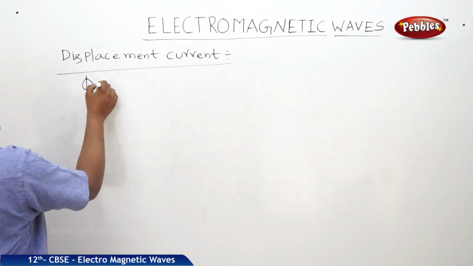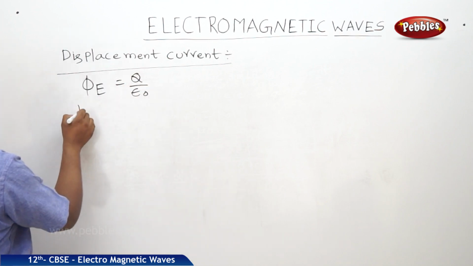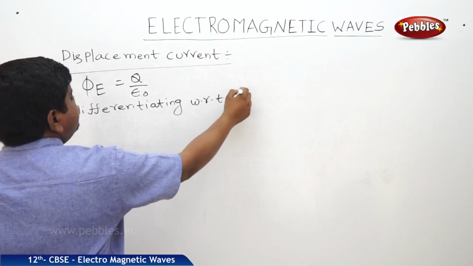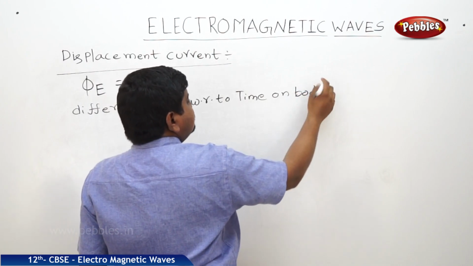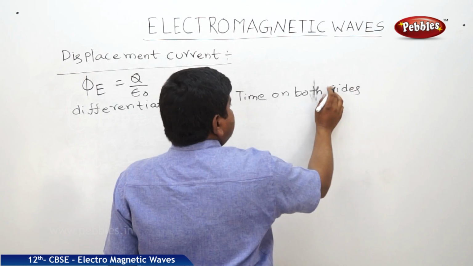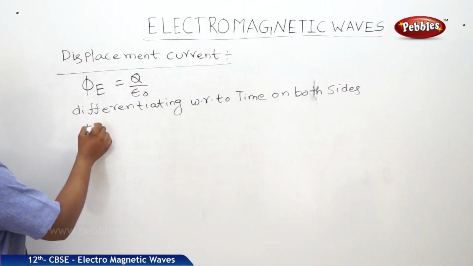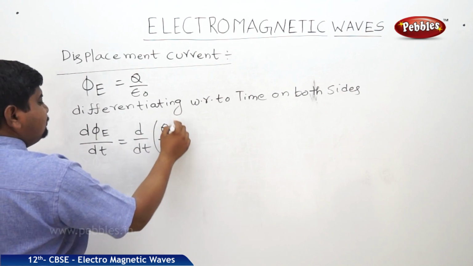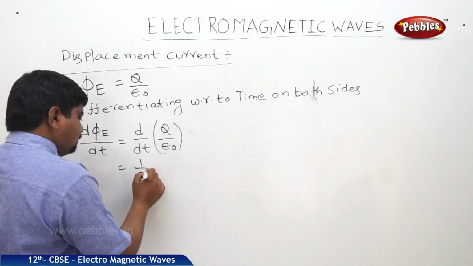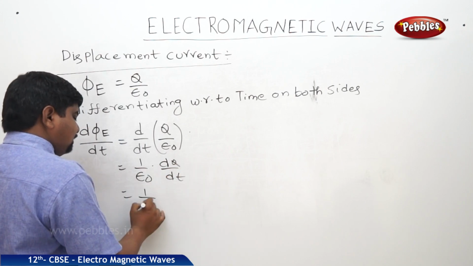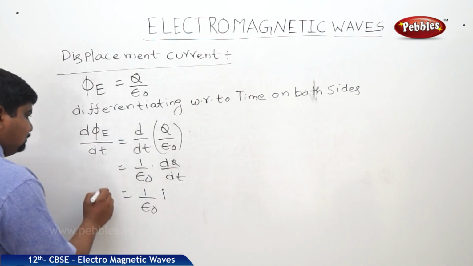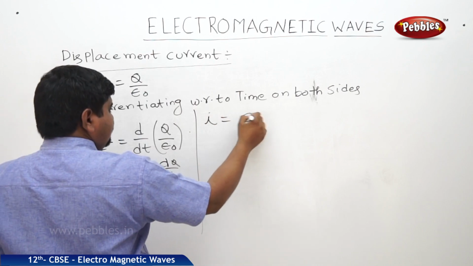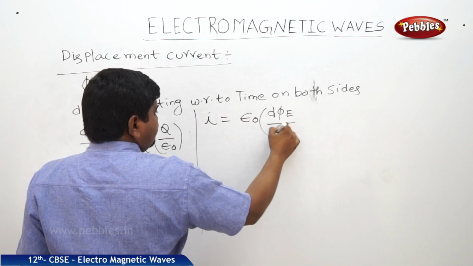So phi E is equal to Q by epsilon naught, differentiating on each side. So differentiating with respect to time on both sides. So the equation will be like this. d phi E by dt is equal to d by dt of q by epsilon naught. So we can write 1 by epsilon naught into dq by dt. 1 by epsilon naught into dq by dt is equal to current equal to d phi E by dt. Therefore, from this equation we can write I is equal to epsilon naught into d phi E by dt.